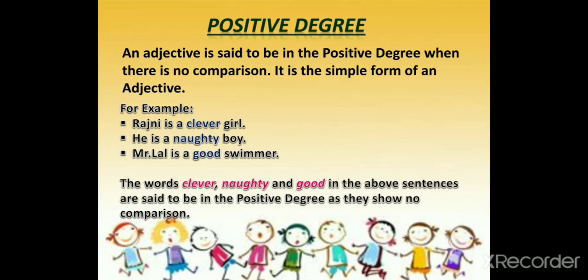Positive degree. An adjective is said to be in the positive degree when there is no comparison. It is the simple form of an adjective. For example, Rajni is a clever girl. He is a naughty boy. Mr. Lal is a good swimmer. The words clever, naughty, and good in the above sentences are said to be in the positive degree, as they show no comparison.